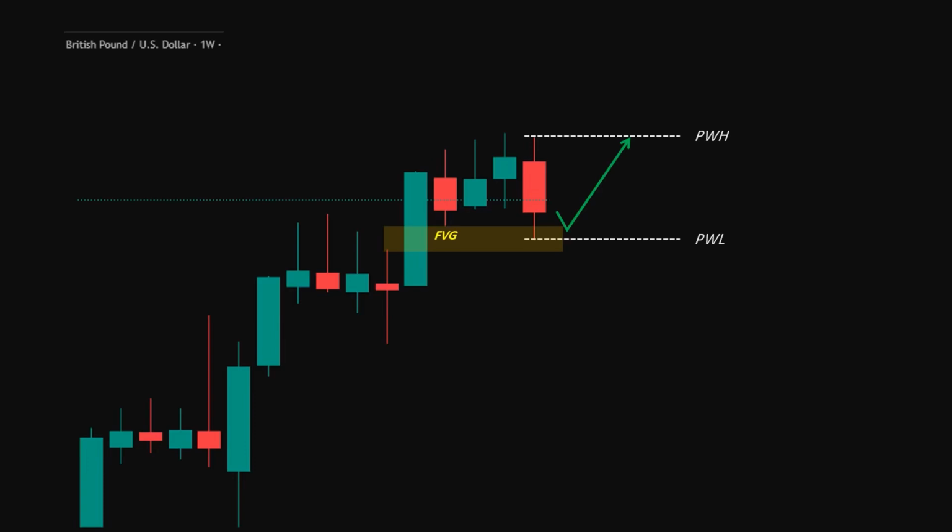Typically, I don't bet on the market retracing to internal range liquidity during a strong trend. It usually just creates higher highs and higher lows, or lower highs and lower lows in a downtrend.